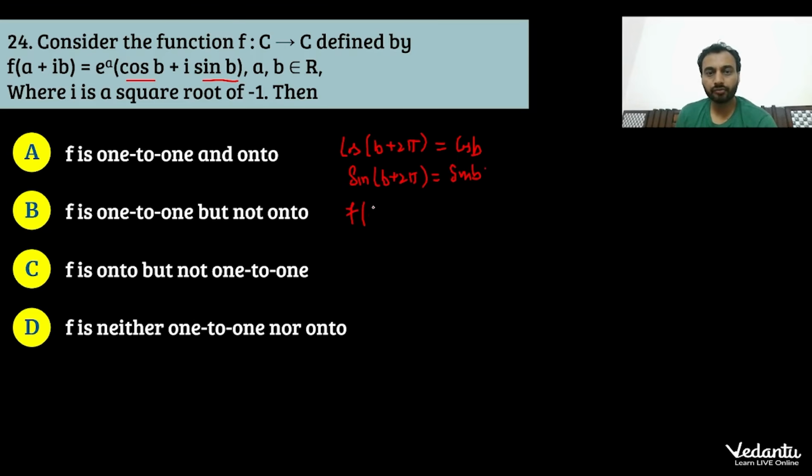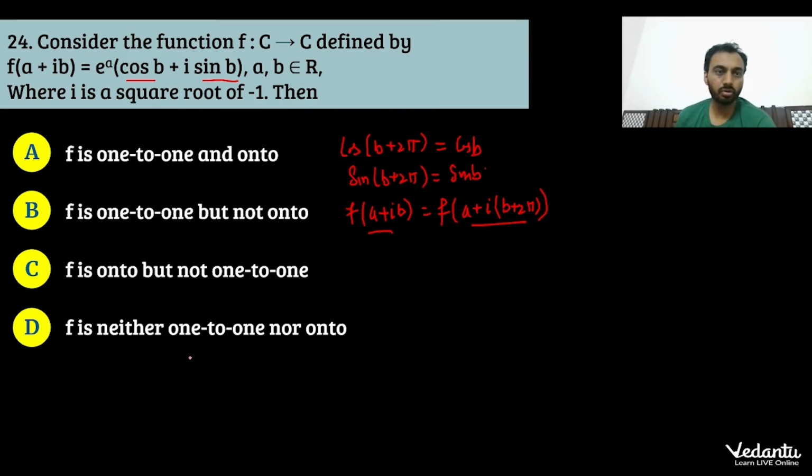So we can see f of a plus iota b is same as f of a plus iota times b plus 2 pi. So clearly we can see the 2 points or 2 complex numbers for which we have a same value, so it cannot be one-one. So it is not a one-one function.